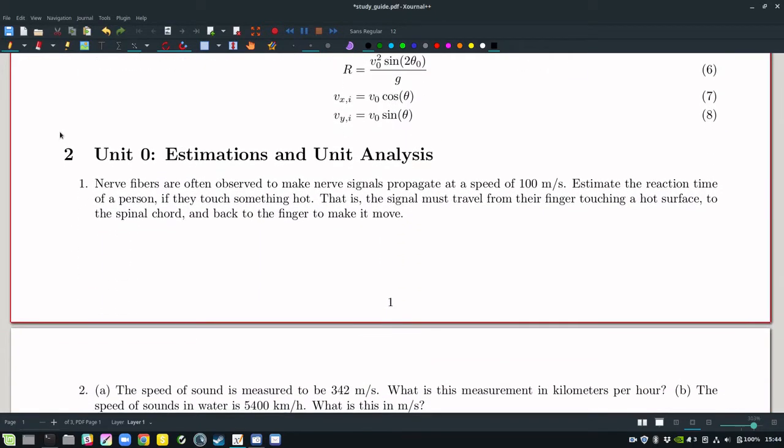Let's begin with Unit 0, and the memory bank equations will come up within the context of each problem, and I'll try to reference back to the memory bank.